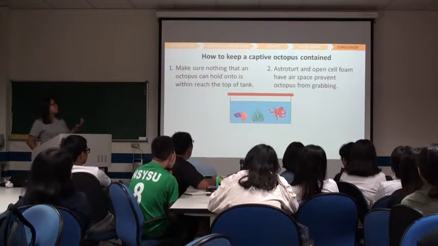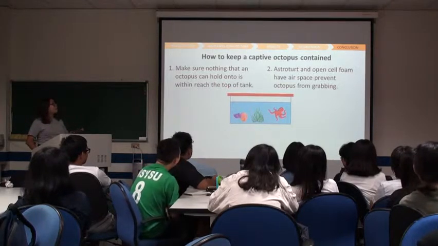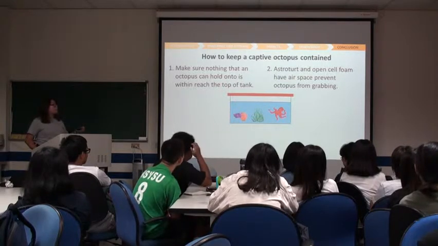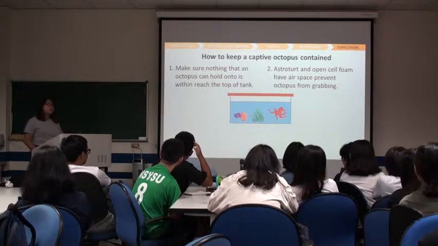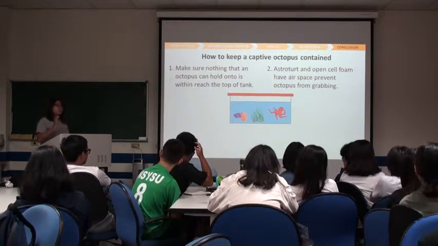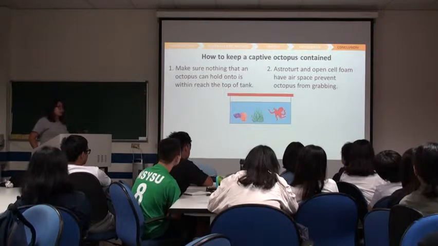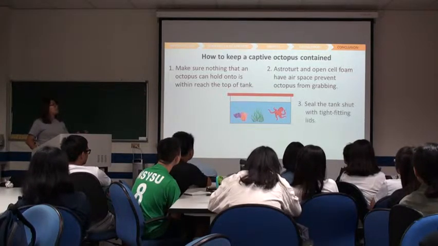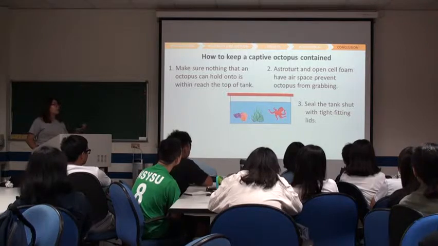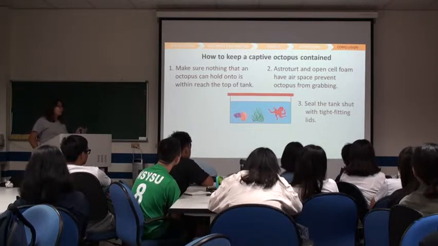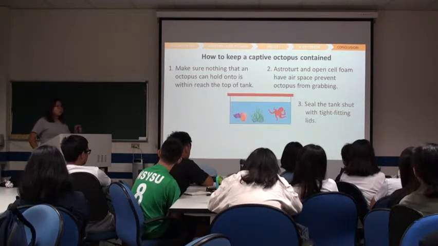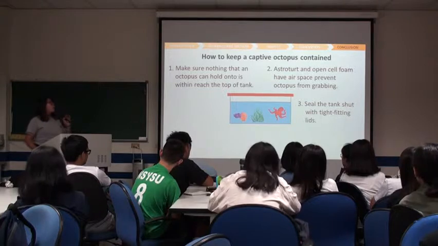Next, use astroturf and upholstery foam that have airspace to prevent octopus from grabbing. You know that the octopus has suckers, which will suck on the surface. Astroturf and upholstery foam have airspace, and they will prevent the suckers from sucking on the surface. And third is to seal the tank shut with tight-fitting lids. You must shut the lids very, very tightly so they cannot open the tank.